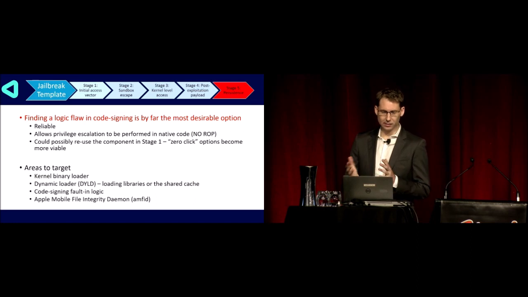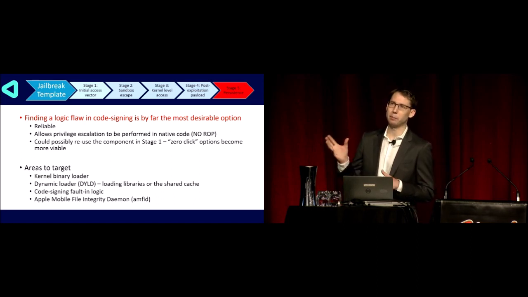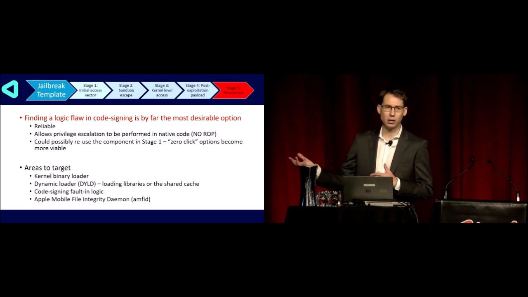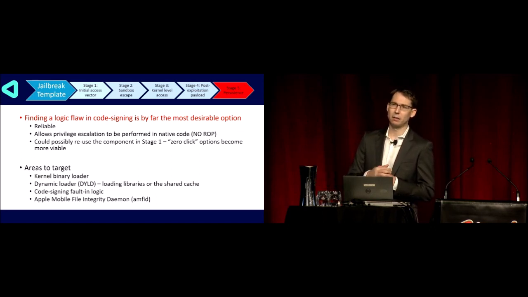And then lastly, if you have a code signing bypass, you might be able to reuse it elsewhere in your chain, such as if you were doing a zero-click option where you were attacking a mail client or something along those lines, and you could control critical data structures, you might be able to then launch your code signing attack and get unsigned code, and then you gain back one of the advantages that the web browser would traditionally have.